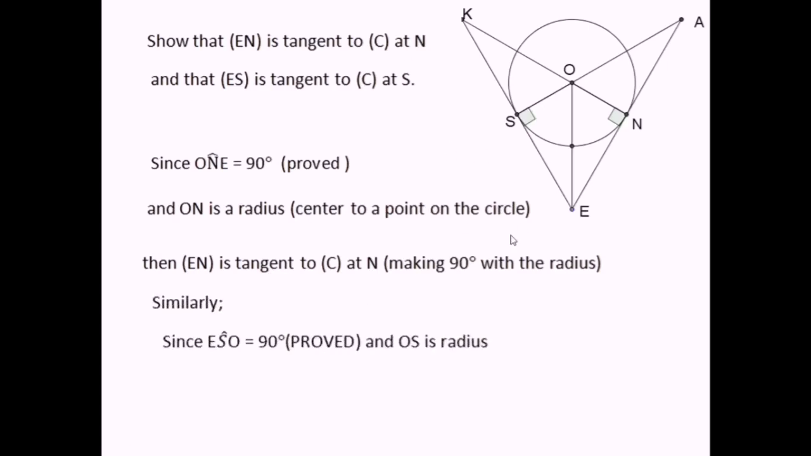It is tangent to which circle and at what point, making 90 with the radius. Similarly, we can say that ESO equal 90 degrees proved and OS is a radius. Then ES is a tangent to C at S.